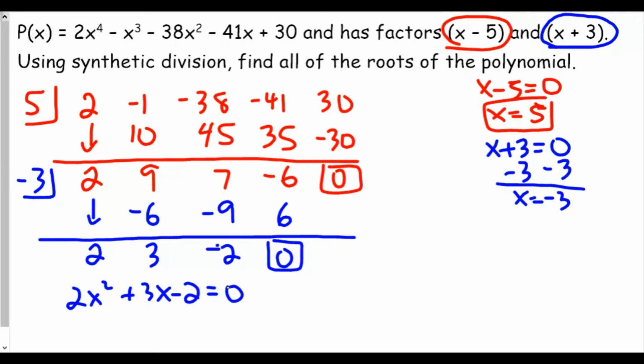And so we can solve a quadratic equation. It's really nice in this case because we can use the quadratic formula or factoring or completing the square, but I'm going to factor here. So we're going to do two numbers that multiply to 2x squared, which will be 2x and x.